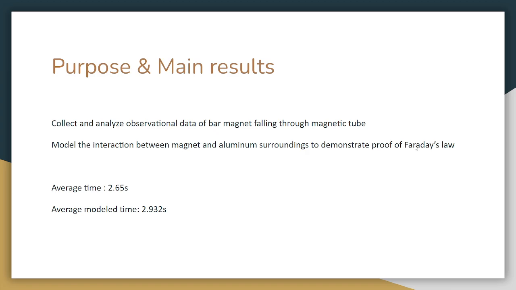So, the purpose of this lab is to collect observational data of a bar magnet falling through a magnetic tube. By doing this, we'll be able to model the interaction between the magnet and the aluminum surroundings to demonstrate proof and action of Faraday's Law. And here is a preview of the results. We had the average time of 2.65 seconds and then our model time of 2.932 seconds.